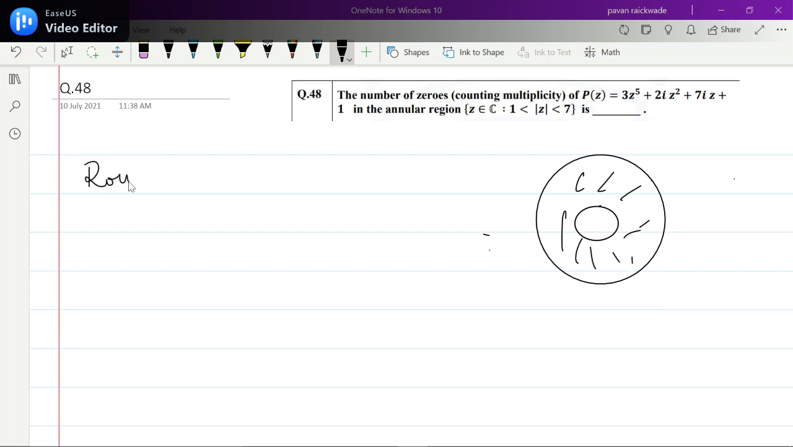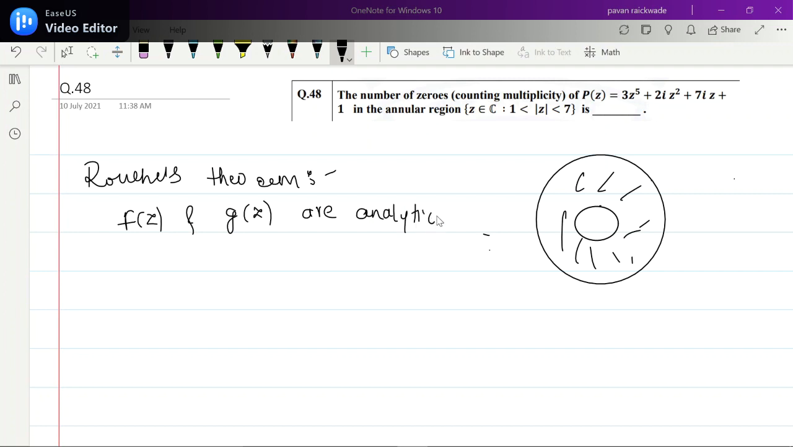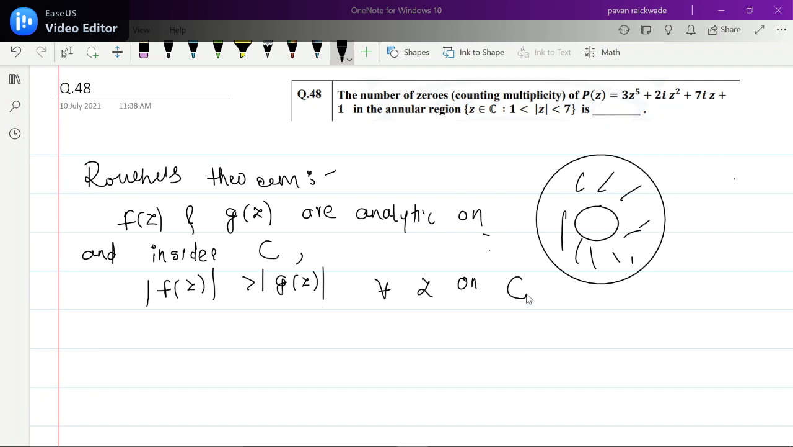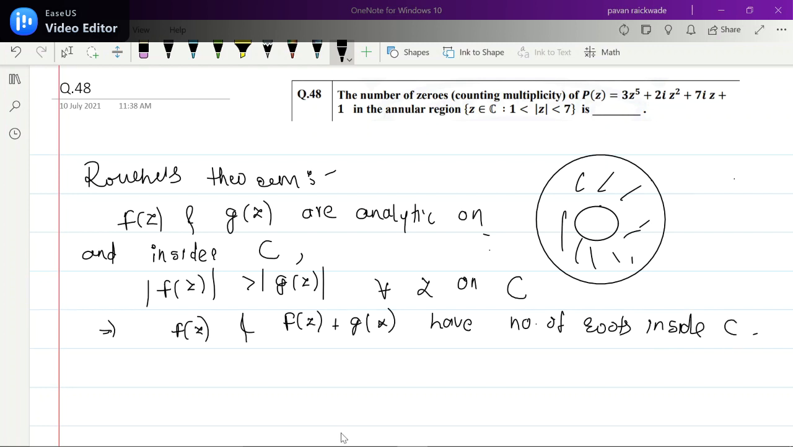So we will use Rouche's theorem. Rouche's theorem states that if f(z) and g(z) are analytic on and inside a simple closed contour C, with the condition that |f(z)| is strictly greater than |g(z)| for all points z on C, then f(z) and f(z) + g(z) have the same number of roots inside C. So I will use this theorem 2 times: once when my C is |z| = 7, and another when my C is |z| = 1.